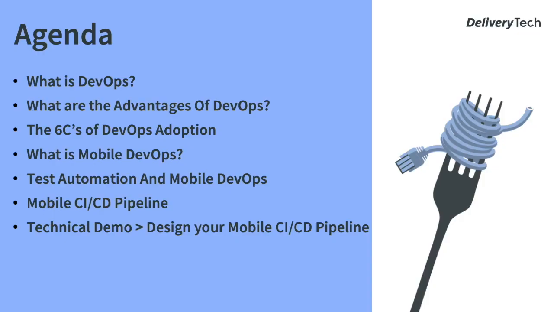Our agenda today: we will talk about what DevOps is in general, and after that, what the advantages of DevOps are, and what the 6 Ps of DevOps adoption are. So if you want to think about DevOps, what are the 6 parts, or 6 strategies, or 6 points that you need to think about?